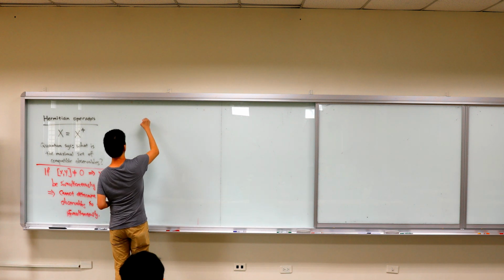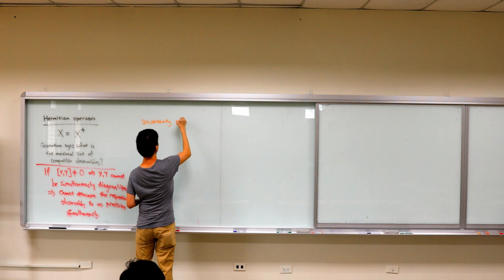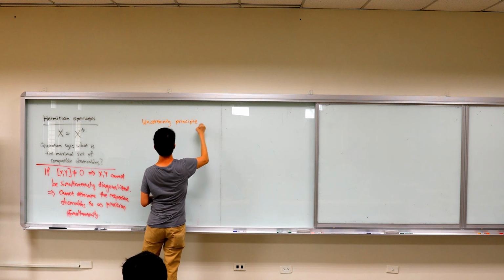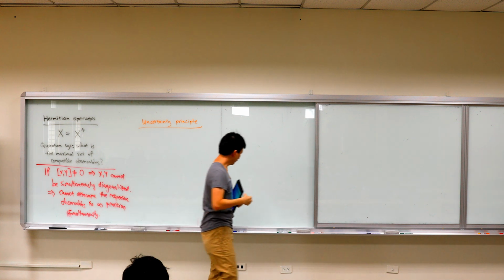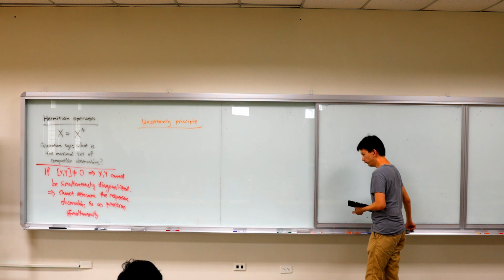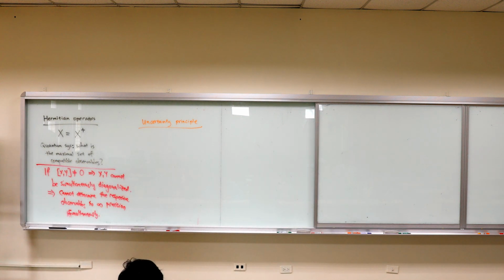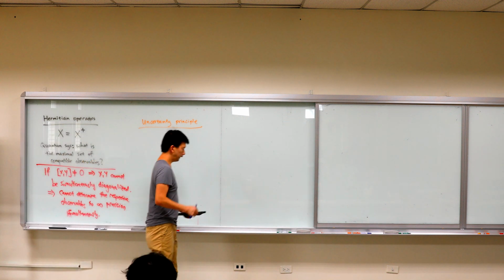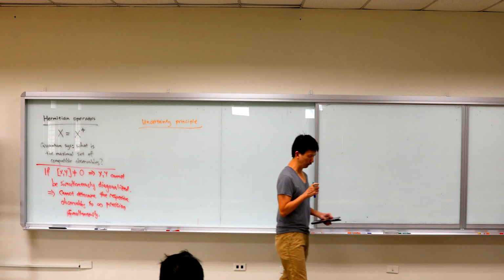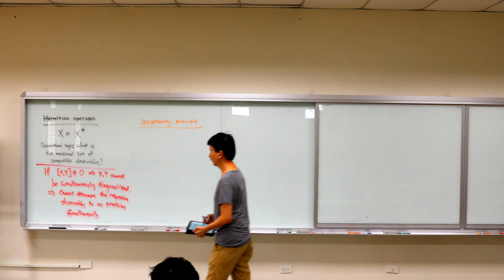So this is the uncertainty principle. You may have seen it when you were an undergrad, but usually it's stated in terms of the position and the momentum eigenvalues. But what we want to see today is that the statement is much more general, in the sense that anytime a pair of observables do not commute, they will obey the same uncertainty principle.